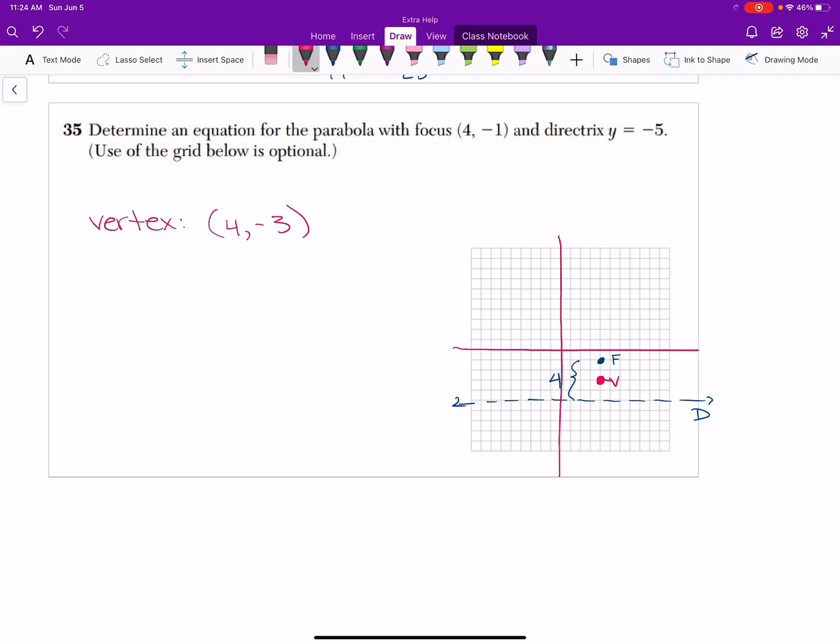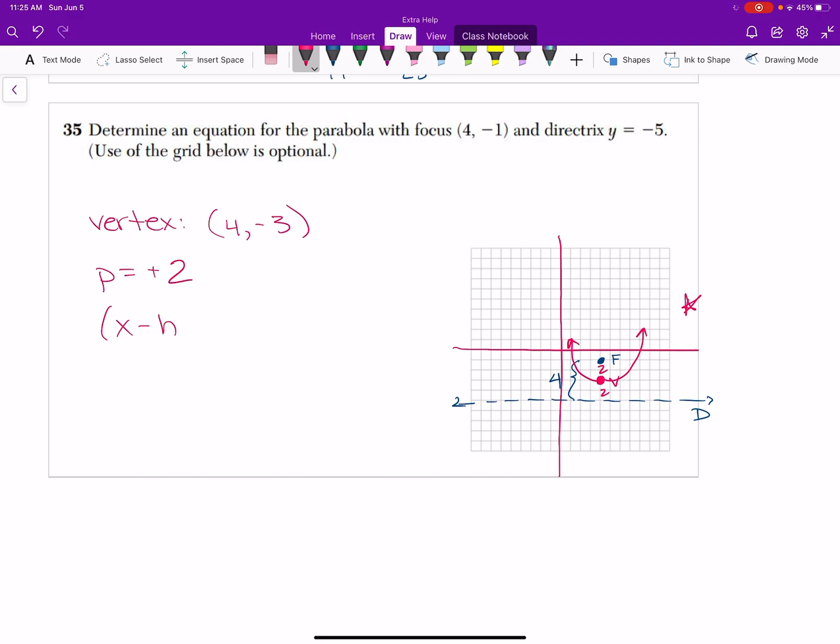From here, this parabola has to open up. Your parabola always opens around the focus and away from the directrix. That seems to be an issue for some of us, where some of us are opening the wrong way. So because of that, my p-value has to be positive because this is a happy parabola. And the total distance between the vertex and the focus and the vertex and the directrix was 2. That was half of that 4.